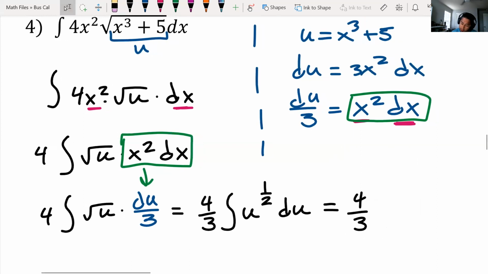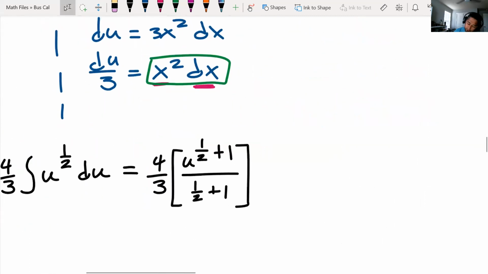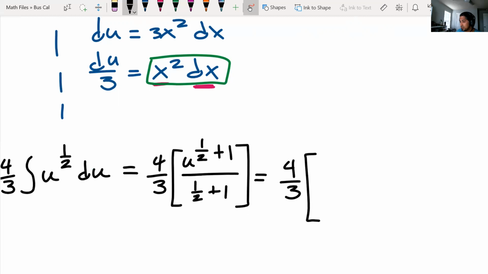Okay. Now we are using power rule. And since it's a fraction, I'll help you guys out. That's u to the 1/2 plus 1 over 1/2 plus 1. All right. And now we have to clean up. So you get 4/3 times, and 1/2 plus 1, that's u to the 3/2 over 3/2.